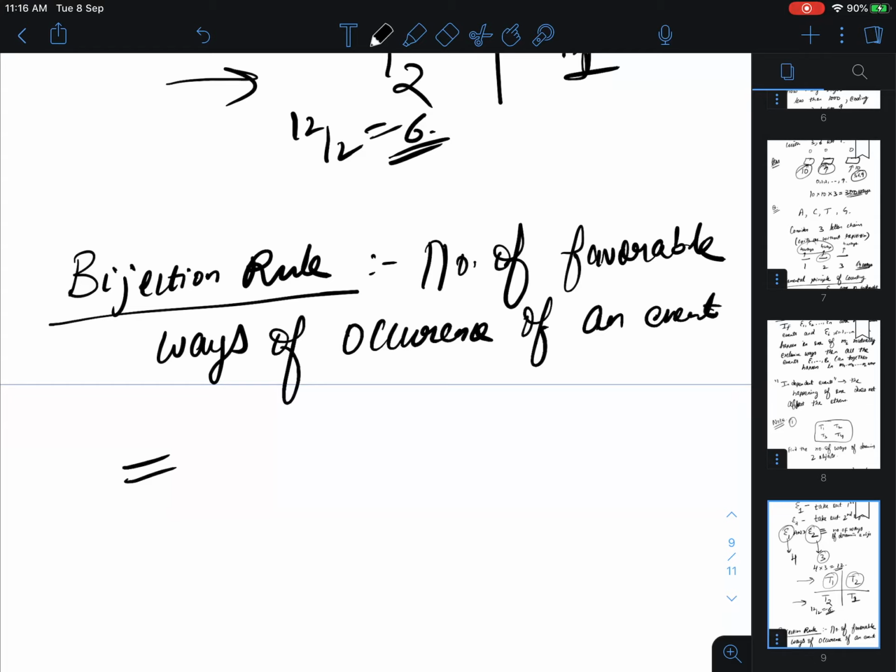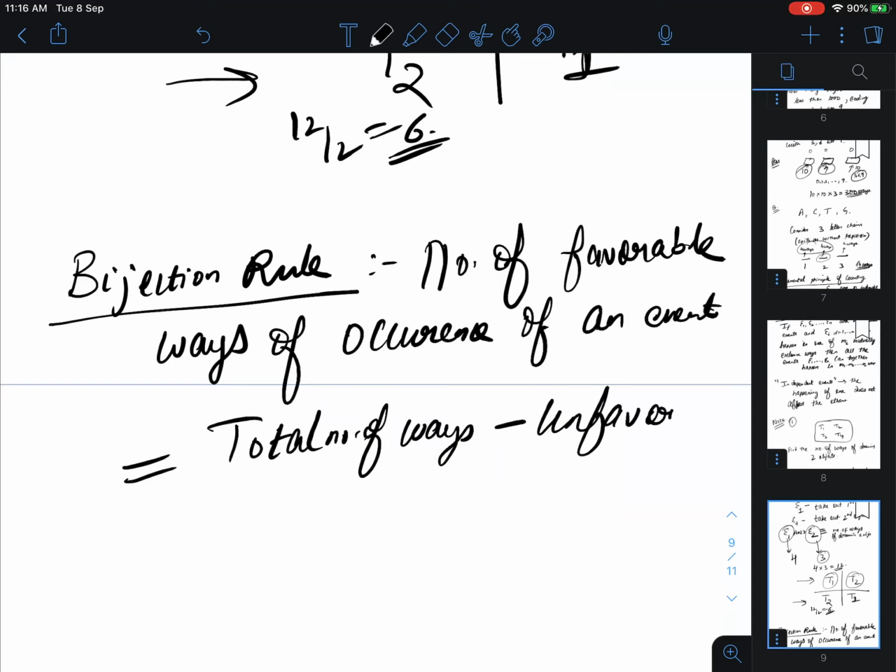So the number of favorable ways of occurrence of an event is equal to total number of ways minus unfavorable ways. So that is the bijection rule. Okay, this is point number 2.